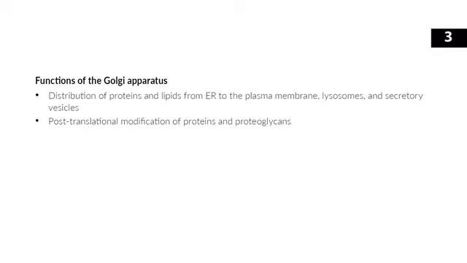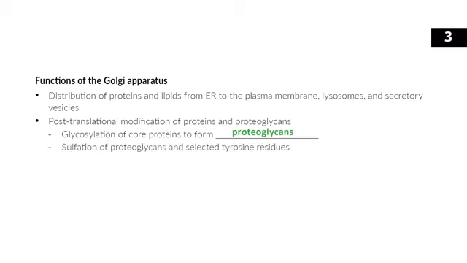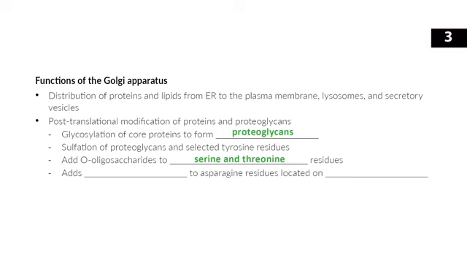Now there are lots of different types of post-translational modifications going on here. The Golgi glycosylates core proteins to form proteoglycans, tacking things like chondroitin sulfate and heparan sulfate onto the core proteins. The Golgi also adds sulfonyl groups to sugars in proteoglycans and to selected tyrosine residues in proteins, and this is called sulfation. It can add O-oligosaccharides to serine and threonine residues. And then the last modification that I really want you to know is that the Golgi is responsible for adding mannose-6-phosphate to asparagine residues located on specific lysosomal enzymes.